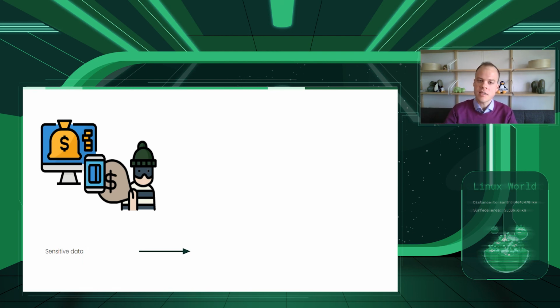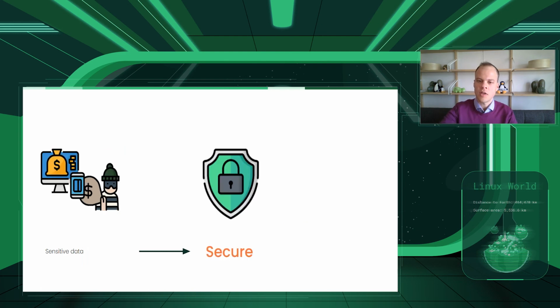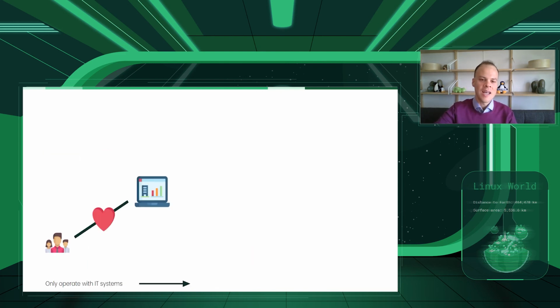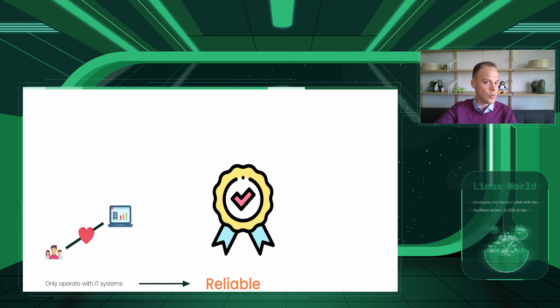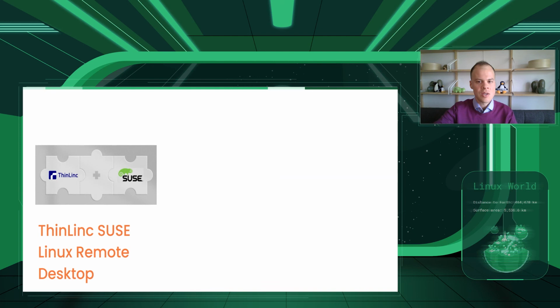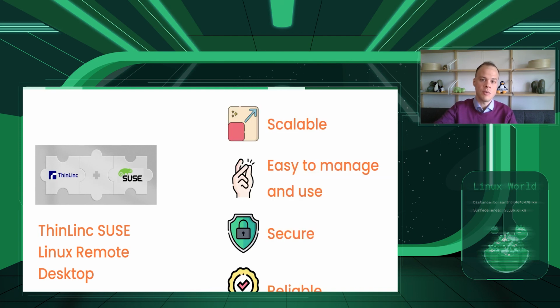And how to deal with sensitive data? The response for that was a secure IT system. And how to solve the problem of high dependency on IT systems, given that the bank only operates with IT systems? It was to have a reliable IT system. So taking it all together, ThingLink SUSE Linux Remote Desktop brings to the bank scalable, easy to manage and use, secure, and reliable IT systems. That's the message for today's presentation.